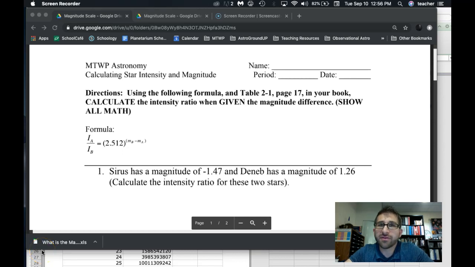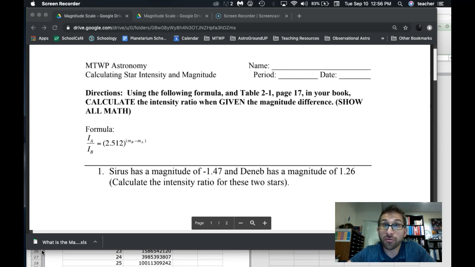Hi, today's activity we are going to be calculating the intensity and magnitude of stars and comparing these two different ways to describe a star's brightness. First off, make sure that you have this worksheet before you get started. If you don't have it, please pause your video now.